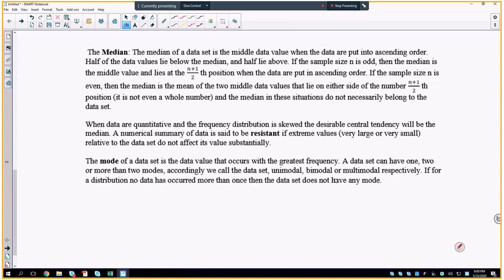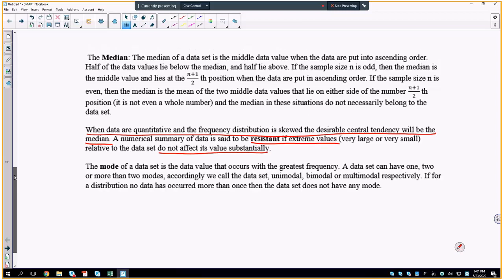When data are quantitative and the frequency distribution is skewed, the desirable central tendency will be the median. A numerical summary of data is said to be resistant if extreme values, either very large or very small values, do not affect its value substantially. So this is super, super important. When the data is skewed, you need to use the median. Why do you need to use the median? Because the median is resistant to extreme values, meaning the extreme values do not affect its value substantially.